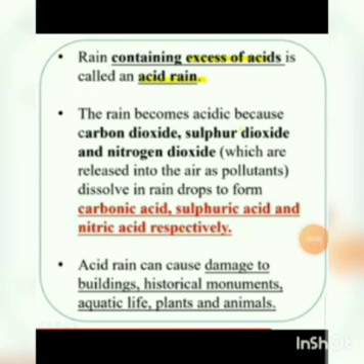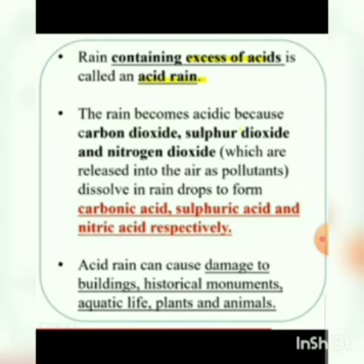Now let's learn about what acid rain is. Rain containing excess acid is called acid rain. The rain becomes acidic because carbon dioxide, sulfur dioxide and nitrogen dioxide, which are released into the air as pollutants, dissolve in raindrops to form carbonic acid, sulfuric acid and nitric acid respectively. Acid rain can cause damage to buildings, historical monuments, aquatic life, plants and animals.